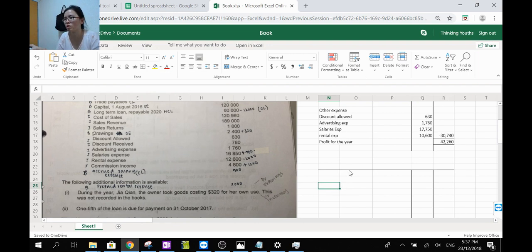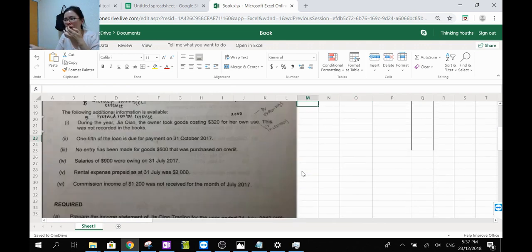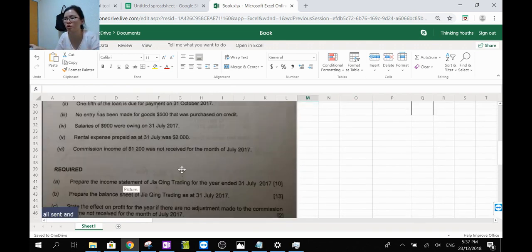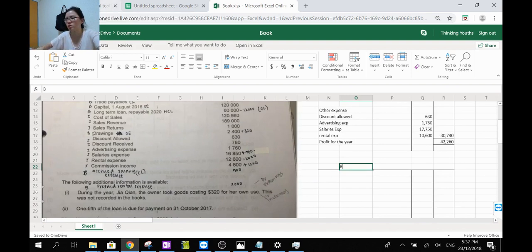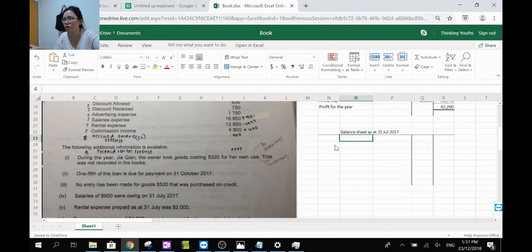So we will draw the balance sheet template as per the income statement, and the heading we will copy from the question. So balance sheet as at 31st July 2017. So for balance sheet we will have a few headings. So the first one we start off is assets, non-current assets.